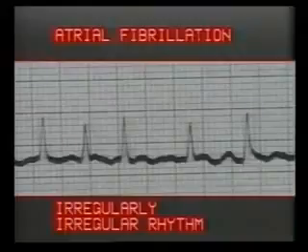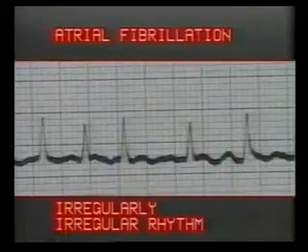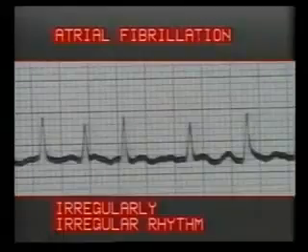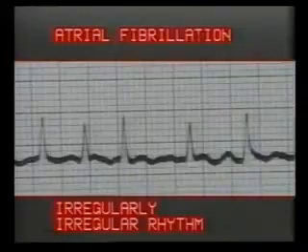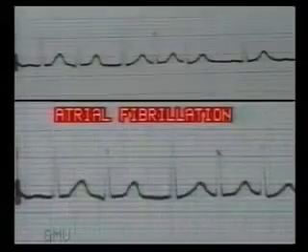Atrial fibrillation. In this ECG, the QRS complexes are seen at irregular intervals. There are no P waves preceding the QRS complexes, and the baseline is finely irregular as if vibrating. This is atrial fibrillation. Note the finely irregular baseline and irregularly occurring QRS complexes.